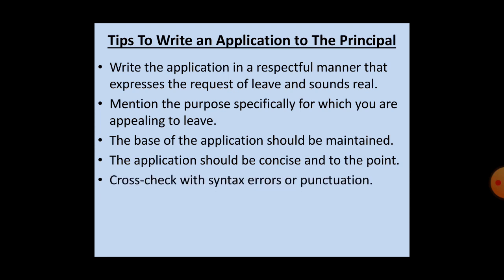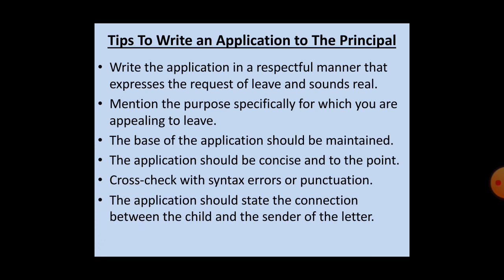Then comes the cross check for syntax errors or punctuation. It means that we must check the grammar mistakes. If there is a mistake, we must get it right before dispatching the application. And next, the application should state the connection between the child and the sender of the letter. Okay, so it means that when you write an application, it mentions the connection between the child and the sender of the letter or application. Okay students, these are the tips to write an application to the principal.